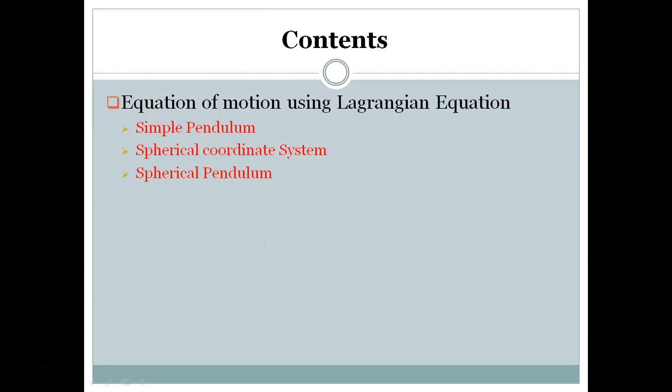Particularly, here we derive the equation of motion for a simple pendulum, then how to set the Lagrangian in a spherical coordinate system, and then, in order to apply this Lagrangian of the spherical coordinate system, we discuss the equations of motion of a spherical pendulum.